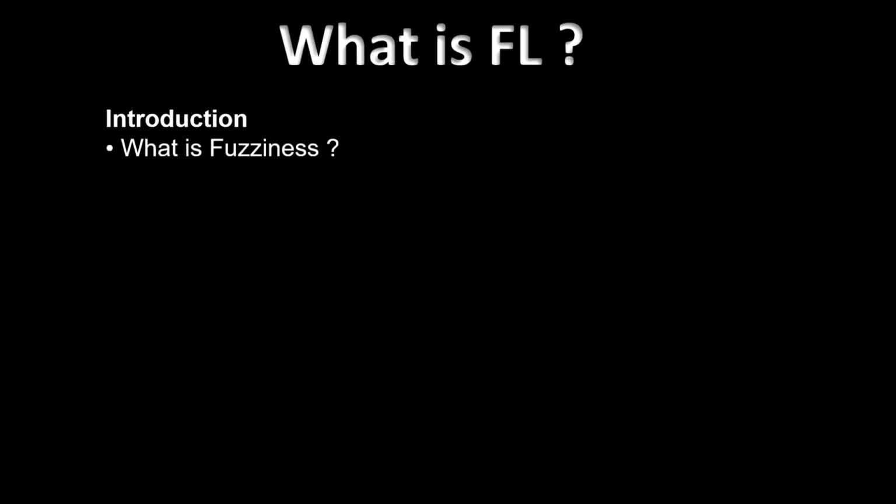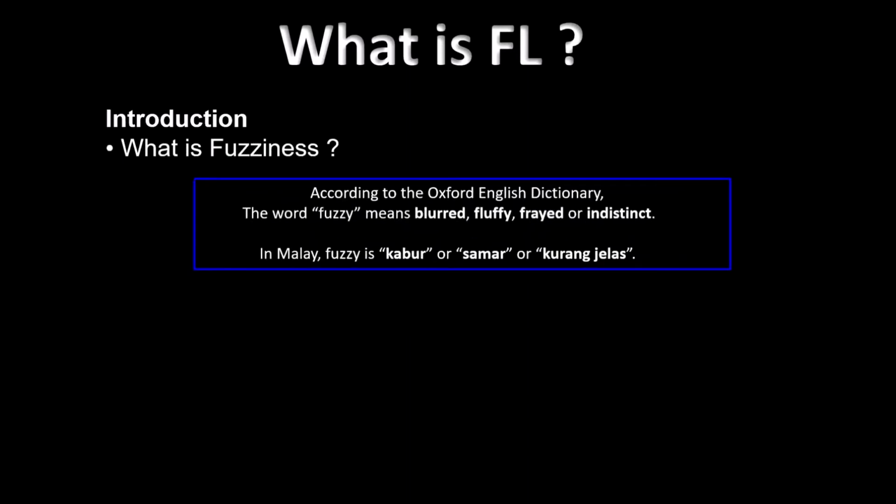In general, fuzzy logic comes from the word fuzziness. According to the English Oxford Dictionary, fuzzy means blur. The opposite word will be clear, crisp, or something like that. In Malay, fuzzy means kabur or samar or kurang jelas. So it's quite clear that fuzzy means the thing you want to model is a bit gray compared to a crisp function.